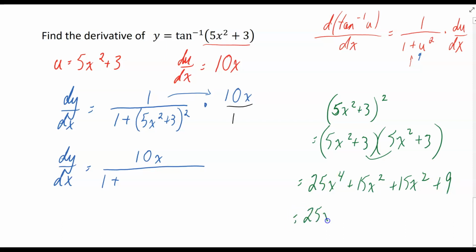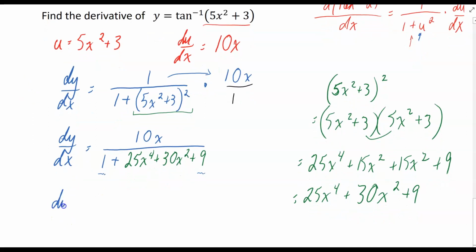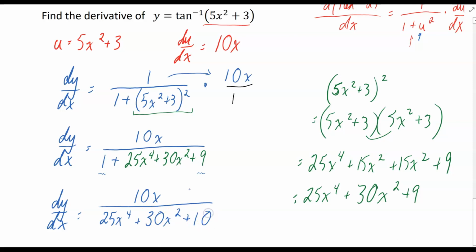We've got like terms. All right, so now I have squared that. Bring that over into here because it's equivalent to what that is. 25x to the 4 plus 30x squared plus 9. We have one final thing we can do to tidy that up because we have like terms there. 1 plus 9. dy dx equals 10x over 25x to the 4 plus 30x squared plus 10. And that's how we'll leave it.